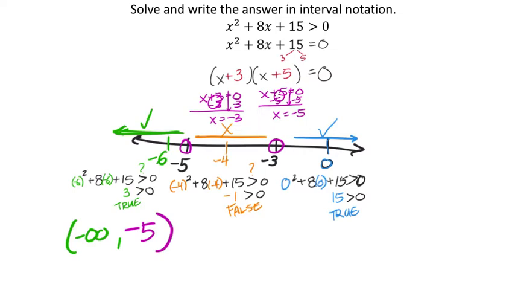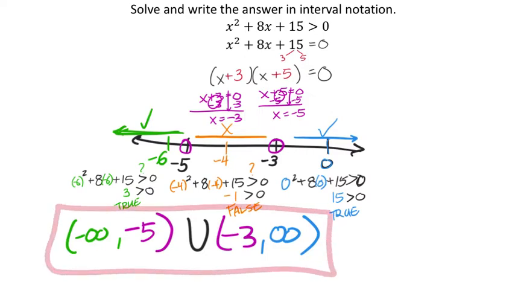Now, the orange one, which was between negative 5 and negative 3, is false. So I'm going to have to unite this with the other one that is true, which starts at negative 3, which is not included. So there's a parenthesis, and this goes all the way to infinity. I'm looking at the blue line, which is also never included. And this right here is the interval.